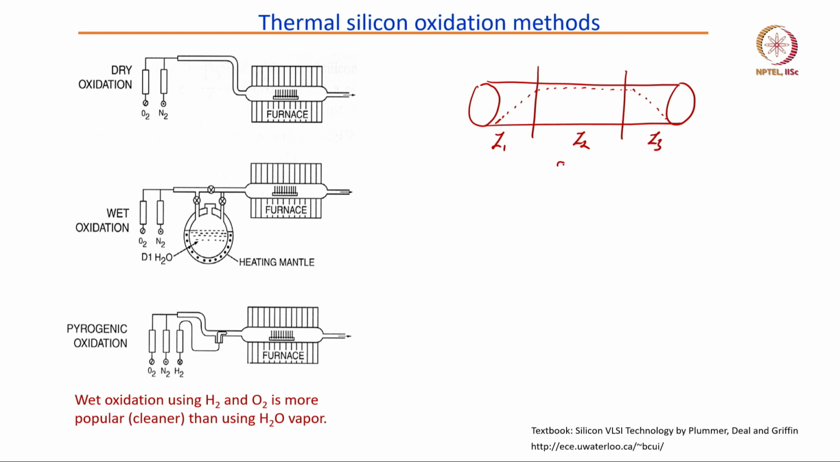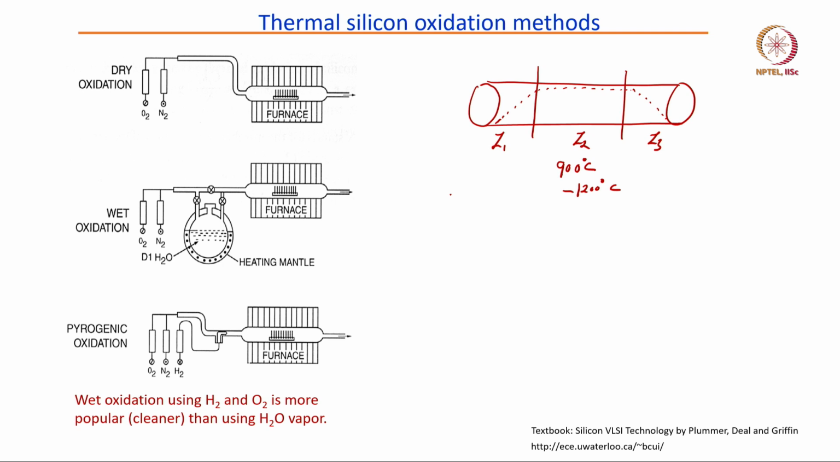Zone 2 has our temperature from 900 degree centigrade to 1200 degree centigrade, whatever temperature may be. Between 900 and 1200 does not mean it fluctuates, either it is 900 or 1000 or 1100 or 1200. Zone 1 and zone 3 are cooler compared to zone 2.